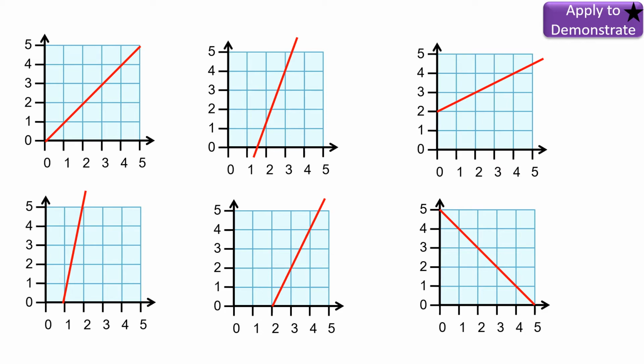Okay, so these are your answers for this task. So I've got 1 across, 1 up there. I've got 1 across, 3 up, 1 across, a half up, 1 across, 5 up, 1 across, 2 up, and 1 across and 1 down.